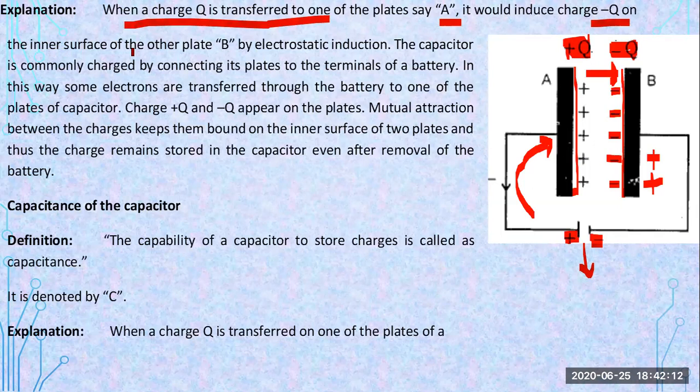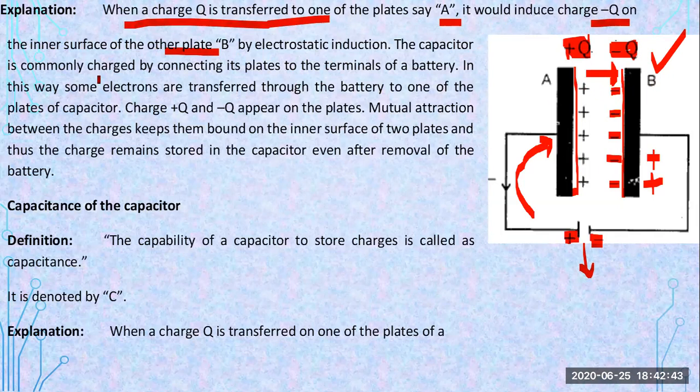Now look back. The inner surface of the other plate B, that is this one, B, by electrostatic induction, will induce charge minus Q on the inner surface of plate B. How it is induced, I have already discussed. This negative will repel the other negative, it will move to the other side. Now the charges on this plate will be positive, and in front of it, on plate B, they will be negative.